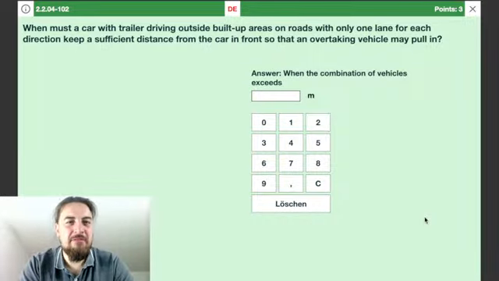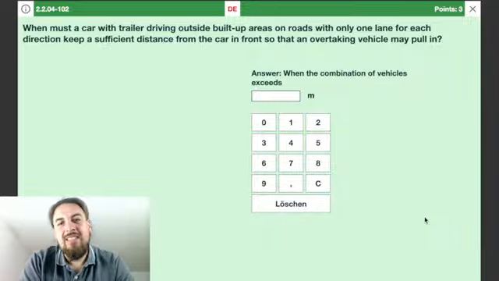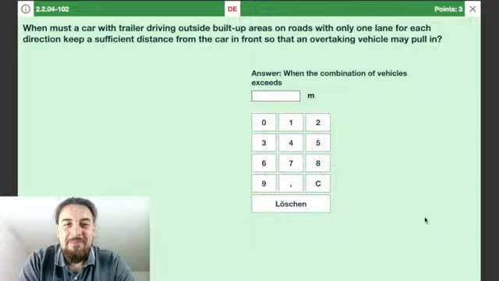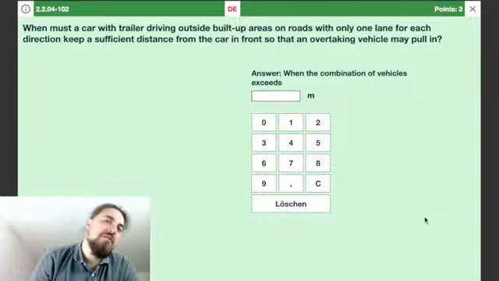When must a car with a trailer driving outside built-up areas on roads with only one lane for each direction keep a sufficient distance from the car in front so that an overtaking vehicle may pull in? Answer: when the combination of vehicles exceeds whatever meters.